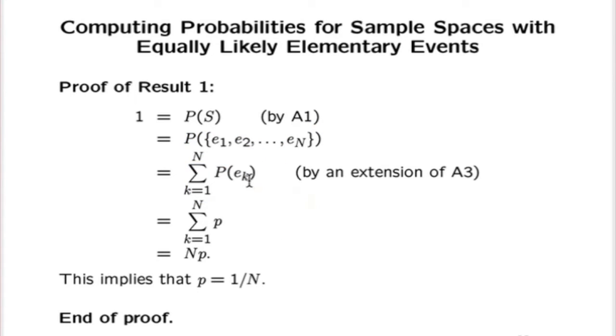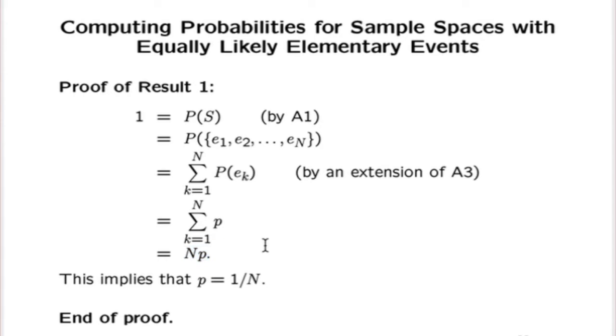So what this says is that the probability of this event, which is the probability of a union of the individual elementary events, is equal to the sum of the individual probabilities. But now remember that because the elementary events are equally likely, each of these probabilities is equal to p, right? And so this probability is equal to the sum, k going from 1 to cap N, of p. But now we're adding up a constant, p, whatever it happens to be, N times. And so that is just N times p.